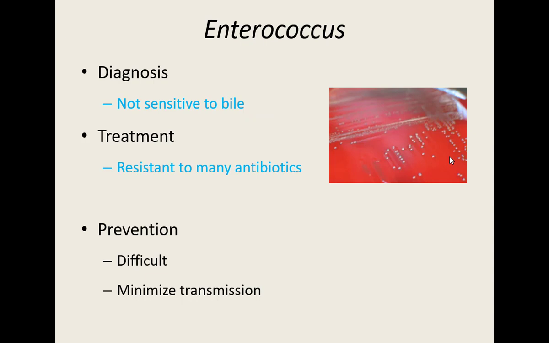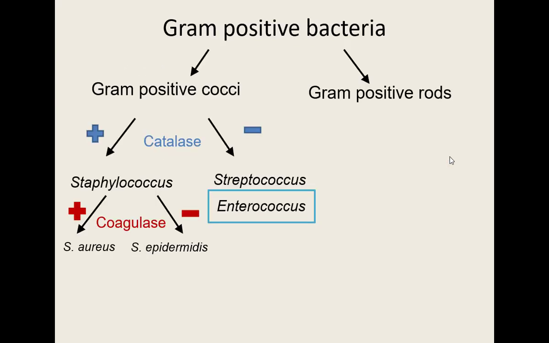Now, to diagnose it, these bacteria are not sensitive to bile. Now, if I go back, Streptococcus bacteria are sensitive to bile. Sensitive to bile means they will not grow in the presence of bile. Enterococcus could care less about bile because they live in the intestinal tract. That's where bile is. So they'll grow in the presence of bile just fine. Streptococcus will not. It is one way we can narrow down.